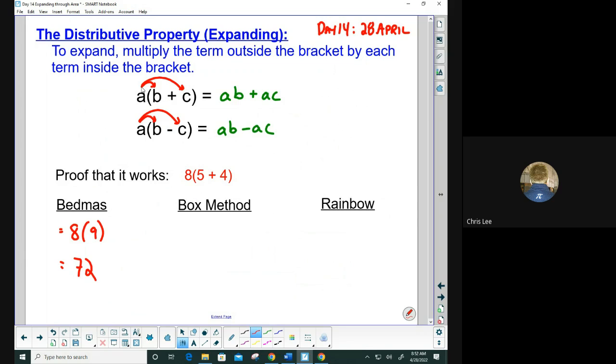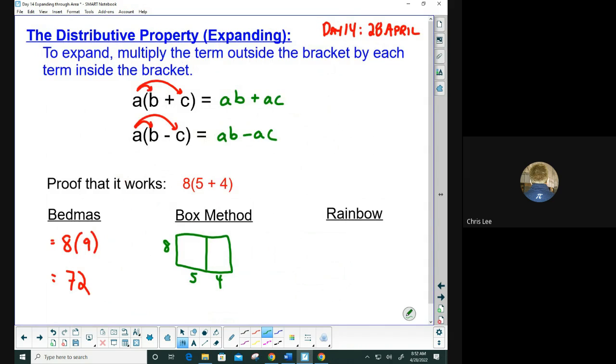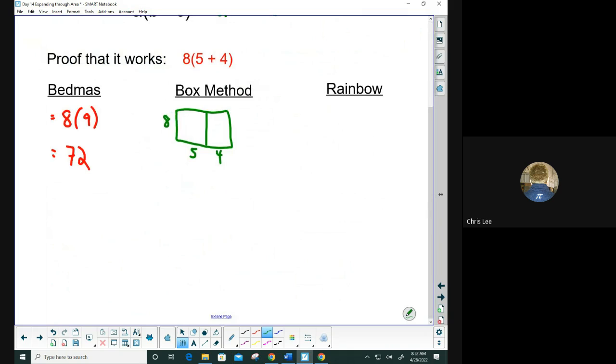Great. Let's try the box method. In the box method, it will look like this. Have a width of 8 and a chunk that's 5 and a chunk that's 4. So let's break it up into each area, each box. What's 8 times 5? 40. And 8 times 4, 32. Add those up, what do we get? 40 and 32? 72. So if we imagine this as an area model, we still get 72.